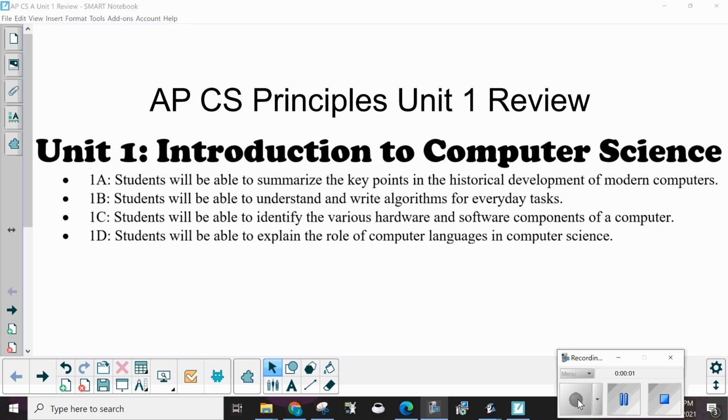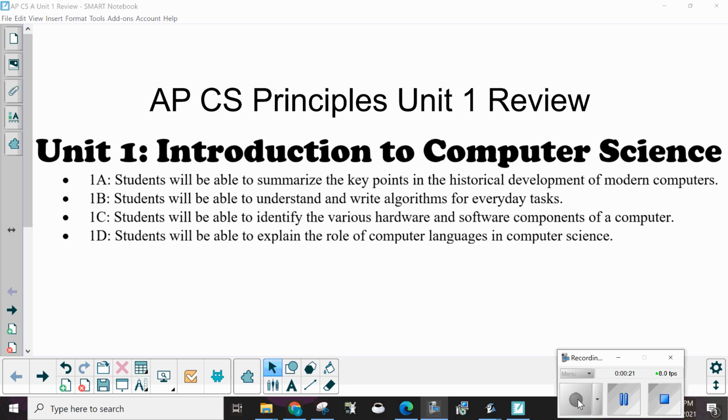Computer Science Principles, Unit 1 Review. This is part of a review for your Unit 1 summative assessment. In addition to this review, you should be doing the practice work assigned during the unit, go back over your notes, and do the practice test.